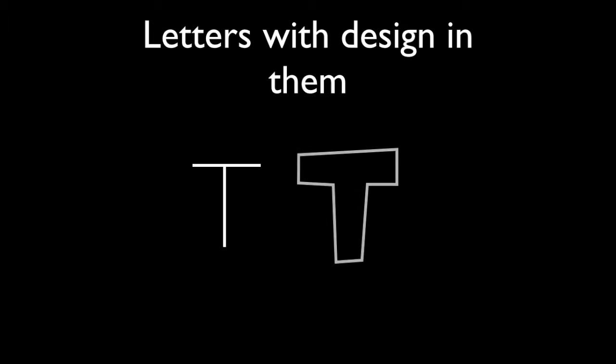To put a design in a letter, you cannot draw it with just single straight lines. That T with just a crossbar on top and a straight line down the middle cannot have a design put into it. It's not possible. So you have to have a line that has thickness, like the line forms a shape rather than just a line. So now that letter T can have a design put into it.